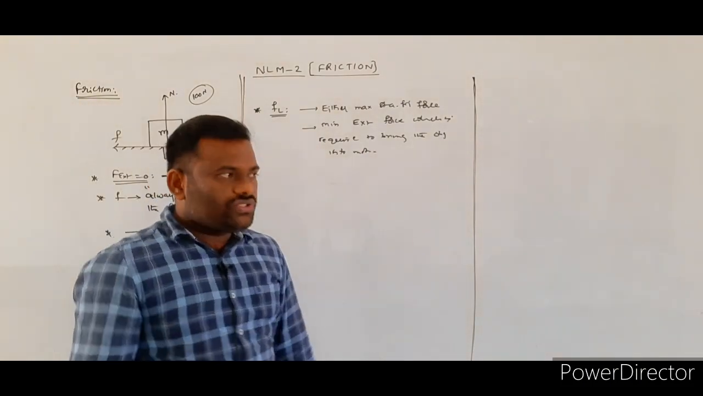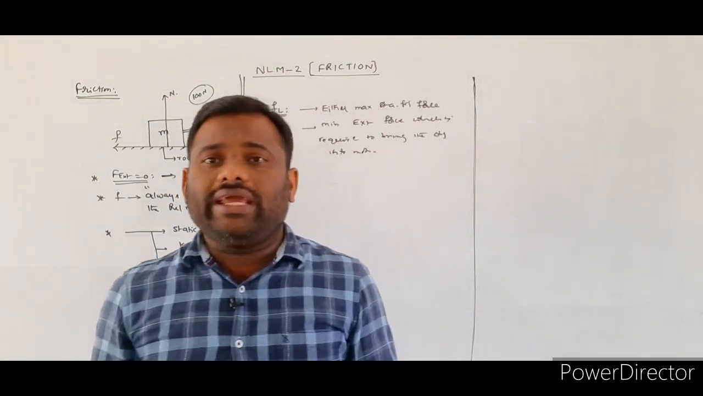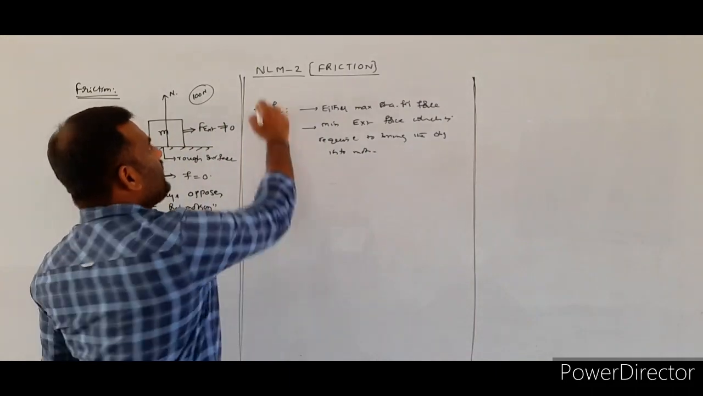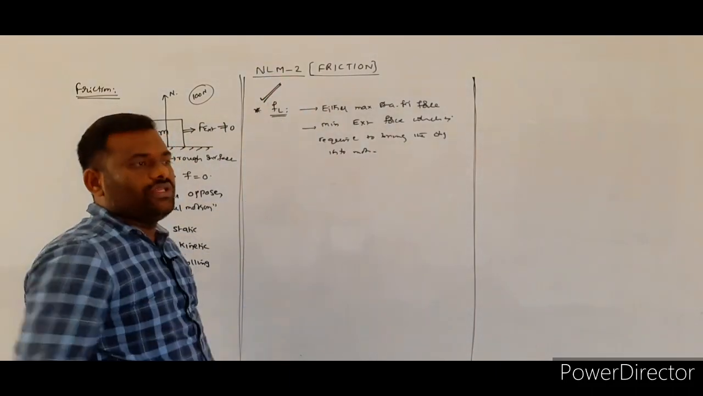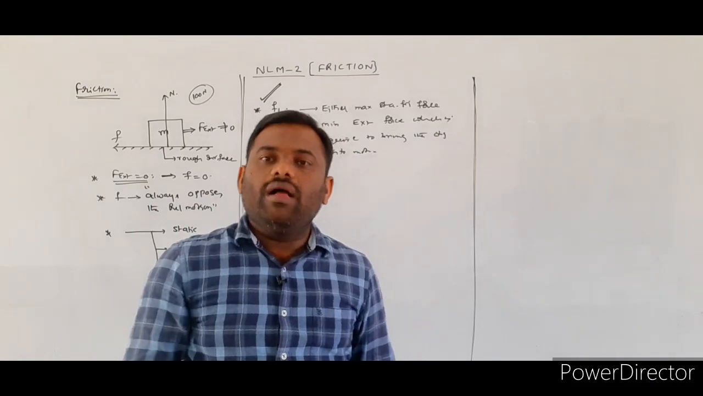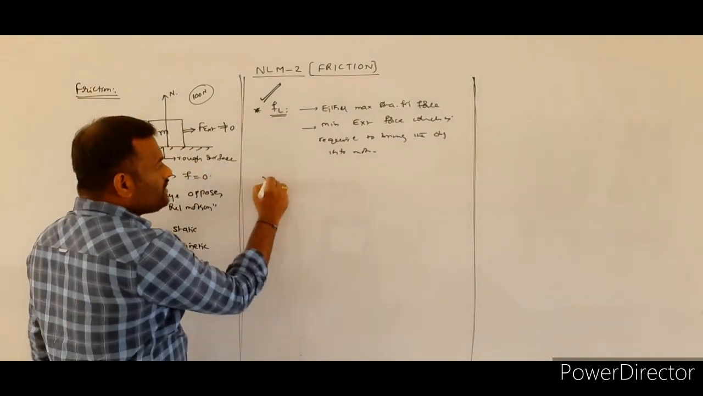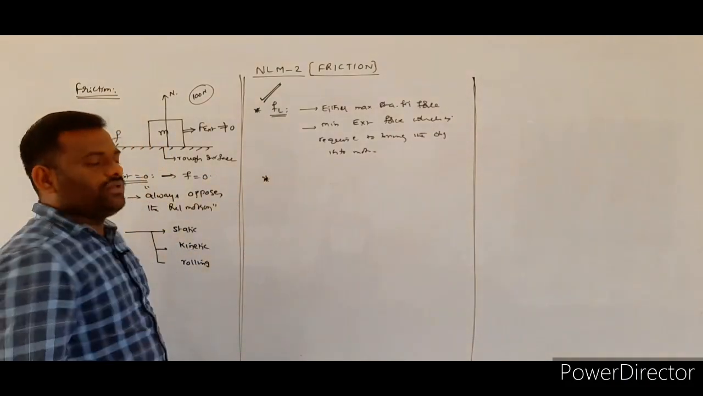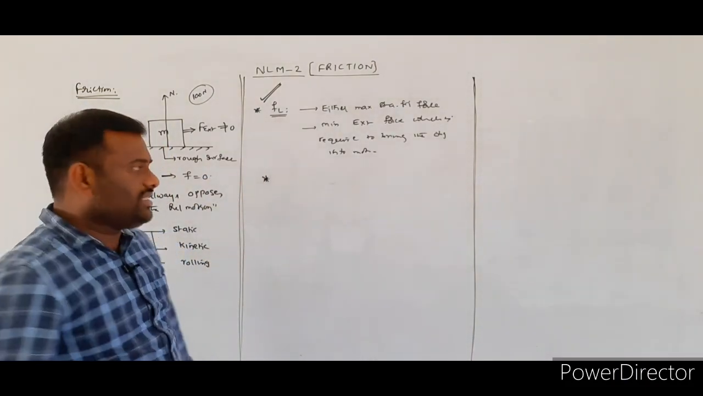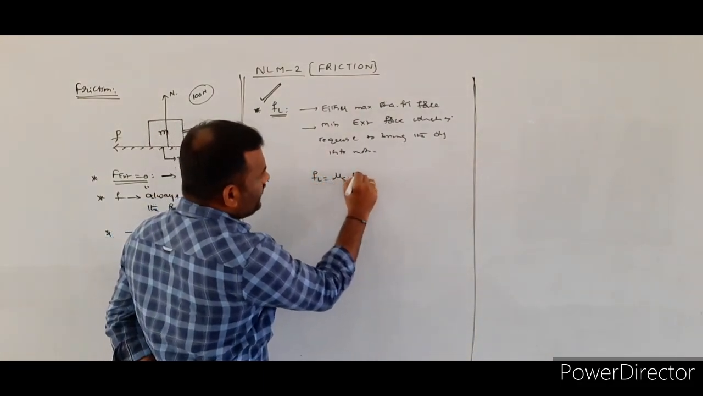Limiting friction. So to solve the numericals in the case of the friction, whatever the numerical they given, first you calculate the limiting friction value. Without knowing the limiting friction, you can't state the motion of the object. Now, once you decide the limiting friction value, how can we calculate it? Limiting friction value is equal to mu s into N.